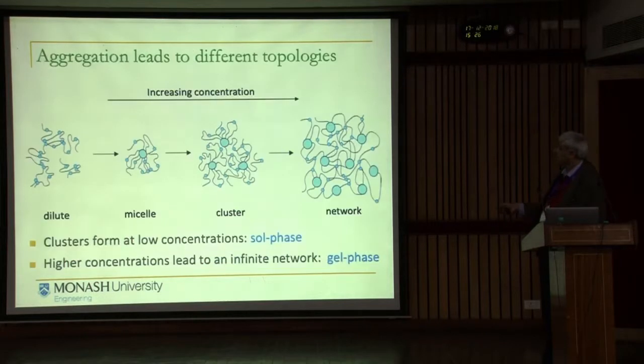Because of these associations, you tend to form clusters. So you begin with micelles, and then you form larger clusters. As you increase the concentration, these groups stick together to form networks. At a particular concentration, you can get a system-spanning network that's usually called the gel phase, and all the remaining finite-size clusters belong to what's called the sol phase. And the transition from no gel to gel is called the sol-gel transition.